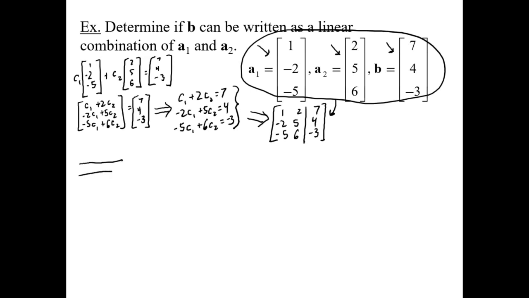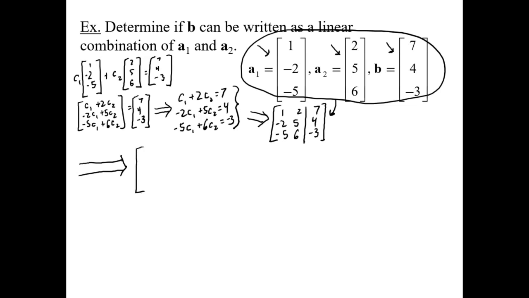Let's reduce this. Now, please notice the problem just says, is B a linear combination? So really all I need to ask here is, is there a solution? I don't actually need to find the solution. I just want to know, is there a solution?